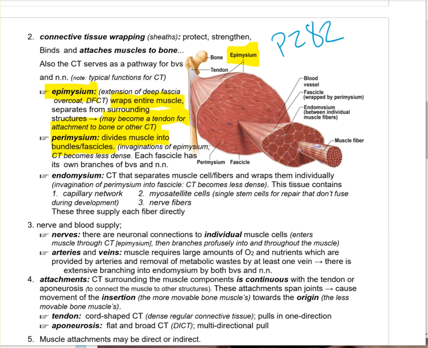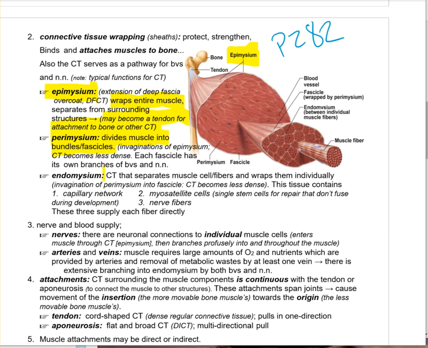Now, real quickly, we've seen these prefixes before, epi, peri, and endo, when we were talking about nerves and how we wrap nerves. So we had the epineurium and the perineurium and the endoneurium. So the exact same thing is happening here. Perimysium is dividing the muscle into fascicles. Perineurium divided the nerves into fascicles. So everything is almost exactly the same, which is great.